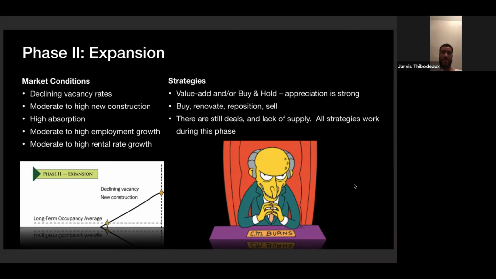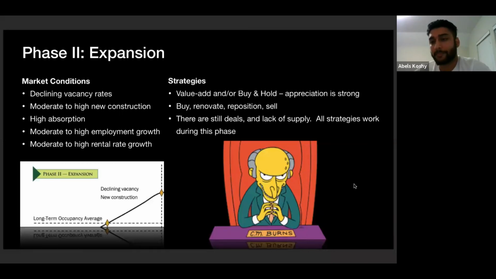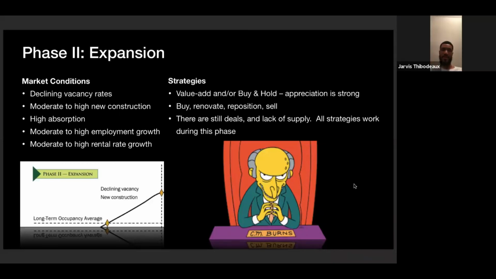And then there's a value add strategy. There's deals to be made at any point in the cycle, but the value add strategy is one of my favorites because there's a lot of appreciation that you can do. Forced appreciation. You can do a RUBS program, so many different things, and you're on the slow incline before you get to the hypersupply phase, which leads me into the next slide.